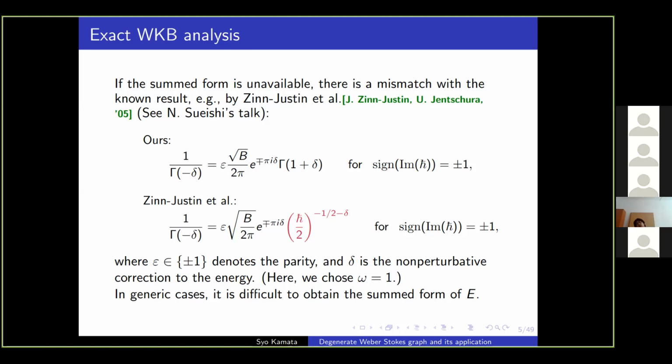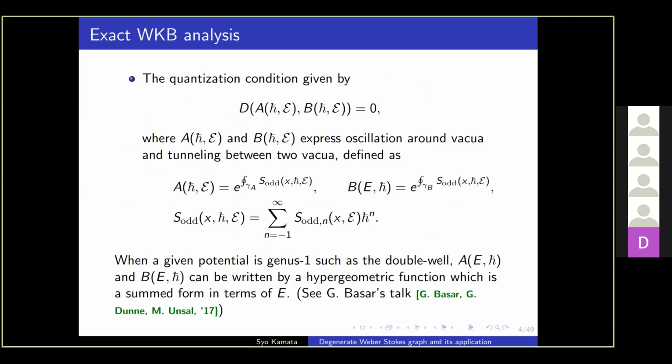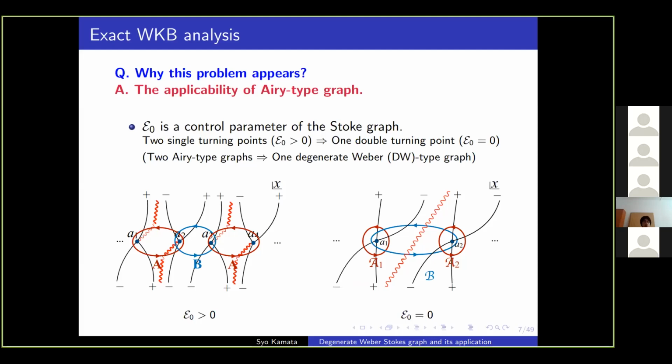Either one. I mean, either Airy type or Degenerate Weber type. Okay, but for example, when considering solving the energy spectrum, it could be obtained after solving the connection problem, right? So usually, as I said, it depends on the ħ in the leading order. So naively speaking, we should start with this, as a naive mathematical logic, right?